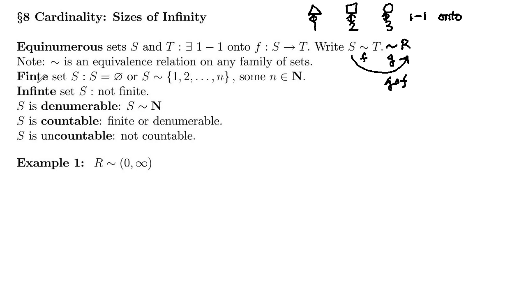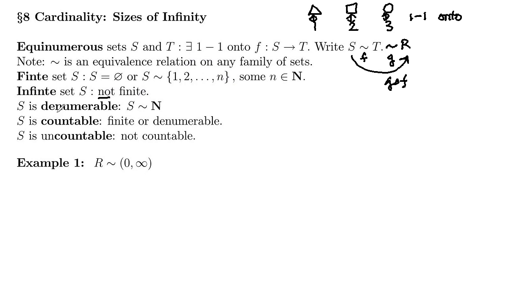So a finite set, S, is going to be something that's either the empty set or it's equinumerous with the first n natural numbers. So you can find a one-to-one onto function between the elements in S and the numbers 1, 2, 3 up to n. And then a set is infinite if it's not finite. So anything that you can't put in one-to-one correspondence with the first n natural numbers is infinite.